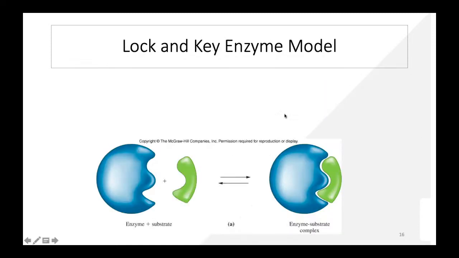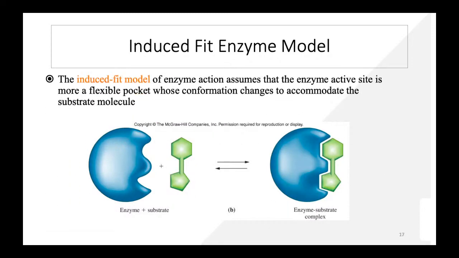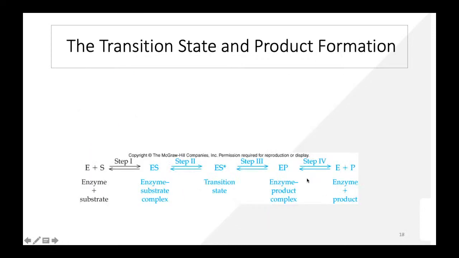So this is the lock and key enzyme model. Your enzyme is there, this is your substrate, and the enzyme substrate complex is made. In the lock and key model, the enzyme is assumed to be the lock and the substrate the key, so enzyme and substrate fit exactly. This model fails to take into account protein conformational changes to accommodate a substrate molecule. So in the induced fit enzyme model, it is assumed that the enzyme active site is a more flexible pocket whose conformation changes to accommodate the substrate molecule. The substrate comes up, attaches to the enzyme, and makes an enzyme substrate complex.